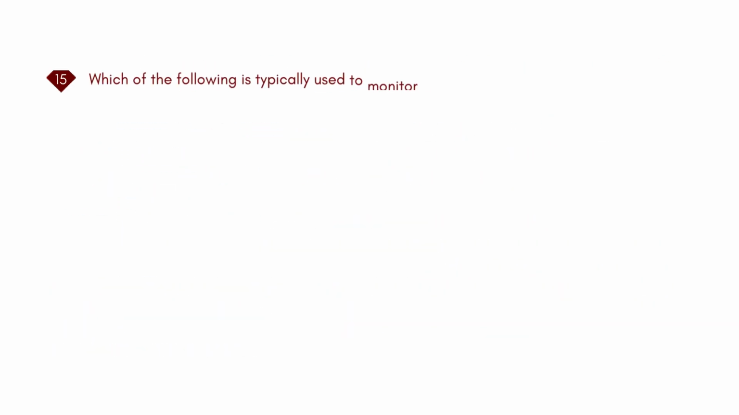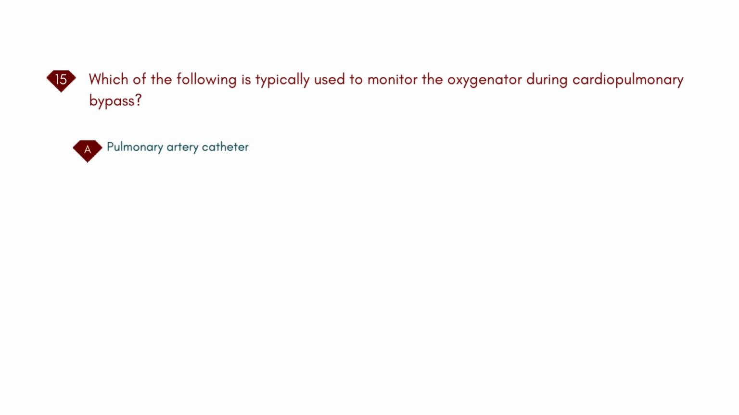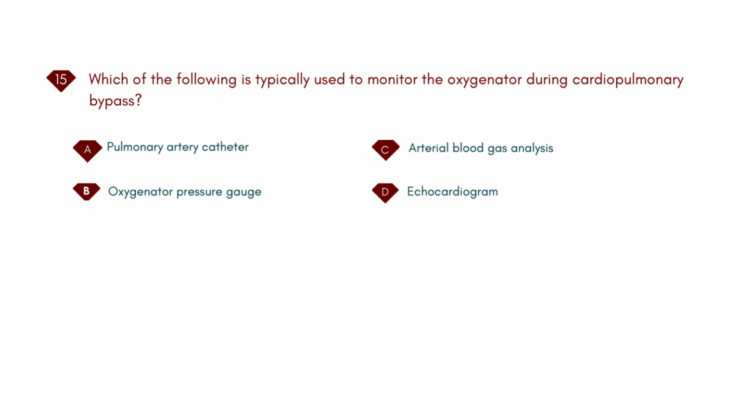Which of the following is typically used to monitor the oxygenator during cardiopulmonary bypass? A. Pulmonary artery catheter. B. Oxygenator pressure gauge. C. Arterial blood gas analysis. D. Echocardiogram. Answer: B. Oxygenator pressure gauge.